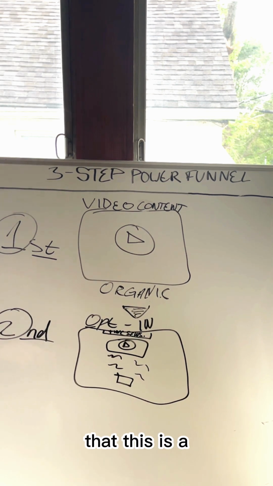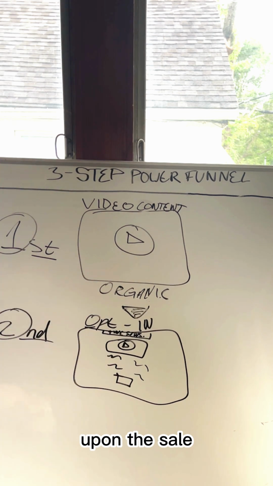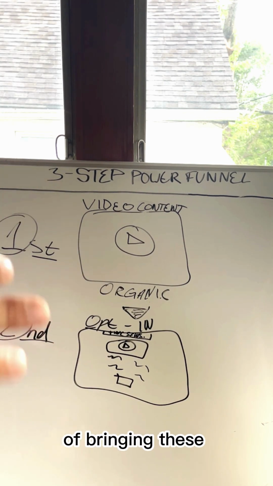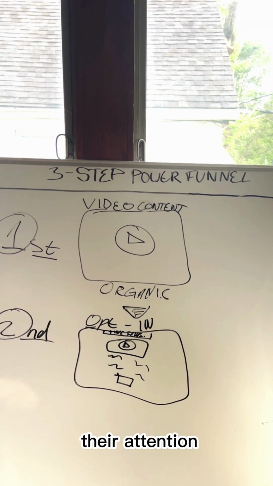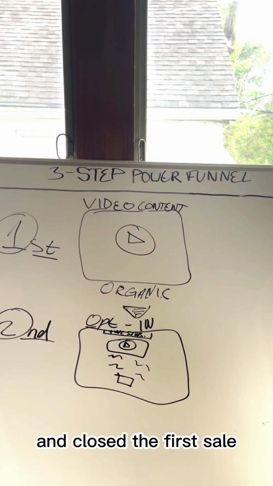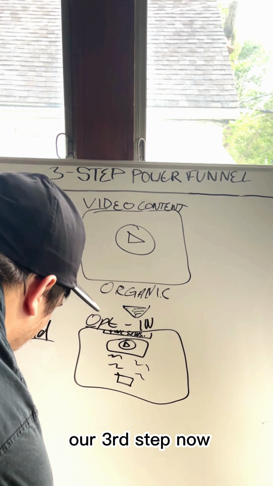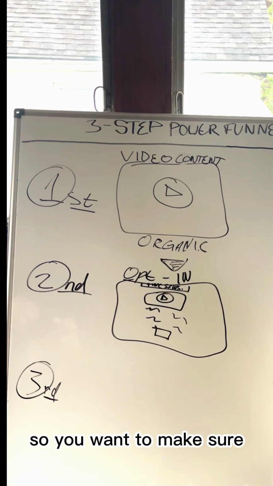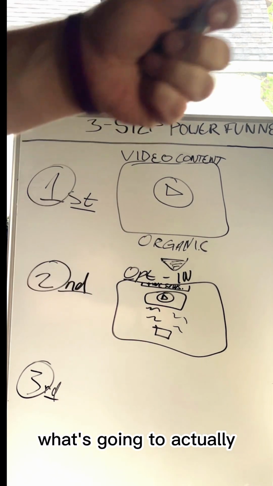Now, the reason that this is a three-step power funnel, the reason it doesn't just end here upon the sale, is because it wouldn't be a power funnel if we didn't have some method of bringing these people back to make more sales. So now that we have gotten their attention, we've drawn them in and closed the first sale, now we want to have some sort of method of getting them to come back. So we have our third step now, which is just as important as the first and second steps. So you want to make sure you're paying as much attention as possible to this one, because this is what's going to actually scale your business.